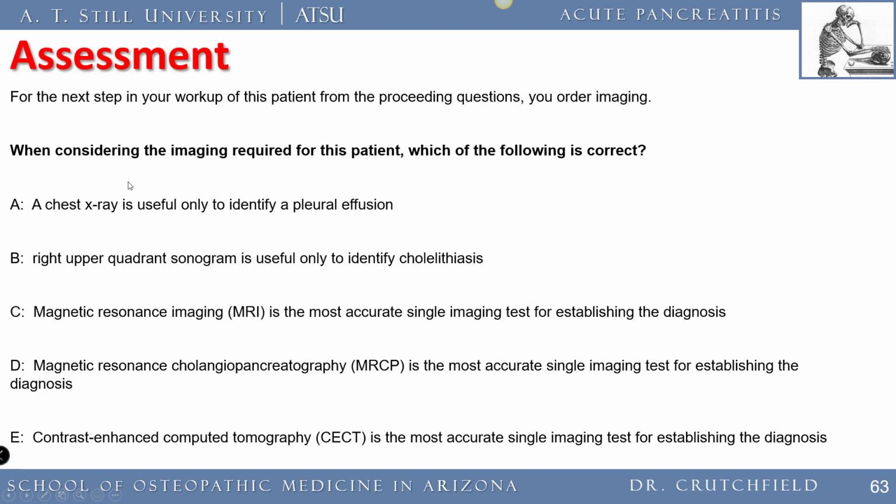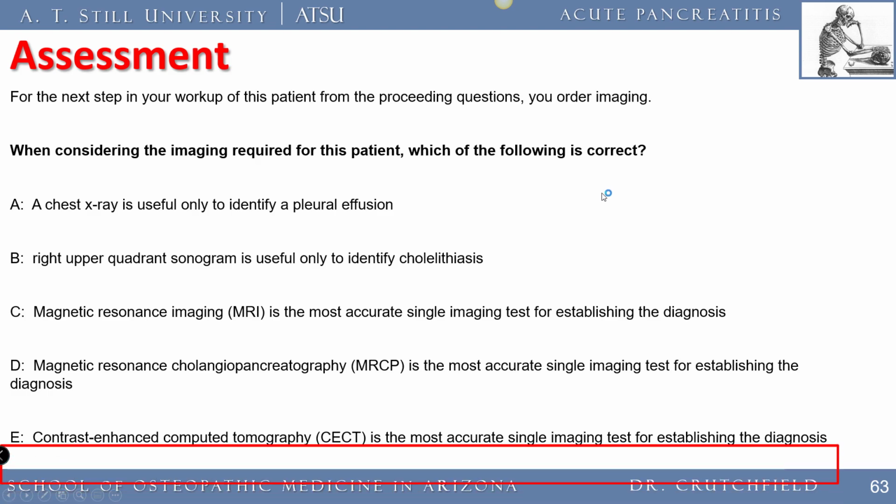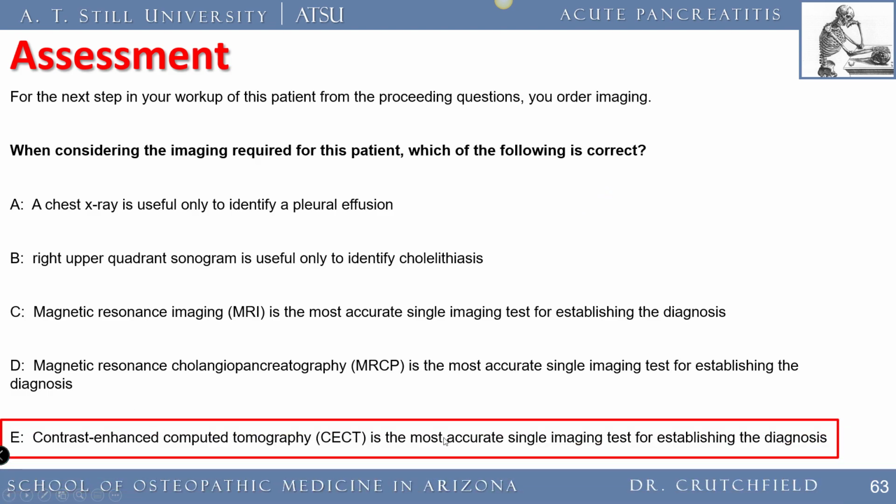Another question. When considering the imaging required for our patient, which of the following is correct? Well, a CT scan is the most accurate single imaging test for establishing the diagnosis of a pancreatic phlegmon and acute pancreatitis. Not MRI, not MRCP, not ultrasound. Ultrasound is better than CT for looking for gallstones, but we're looking at the pancreas.